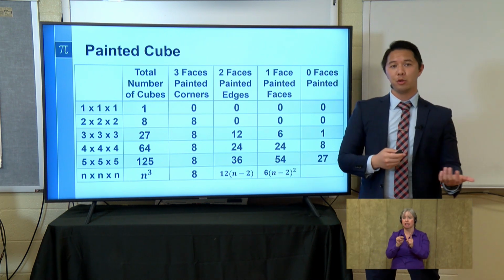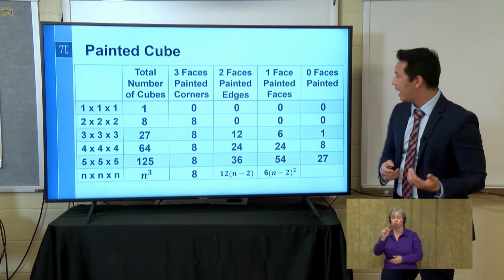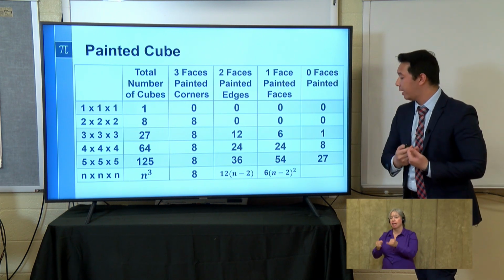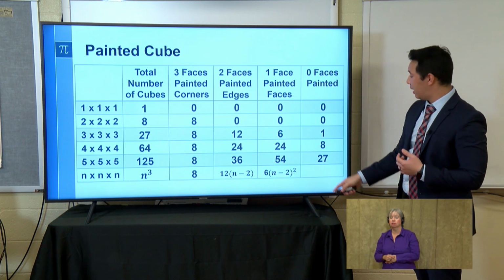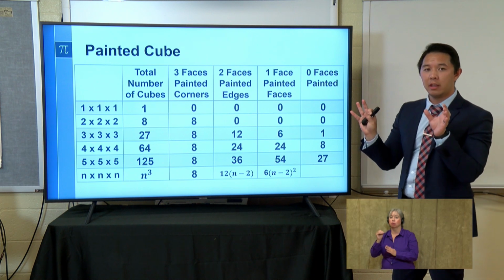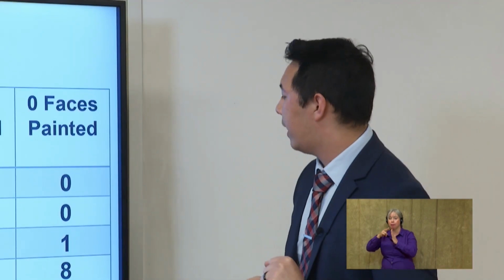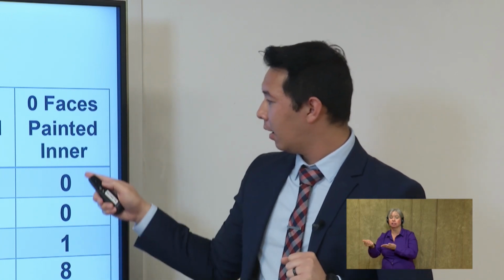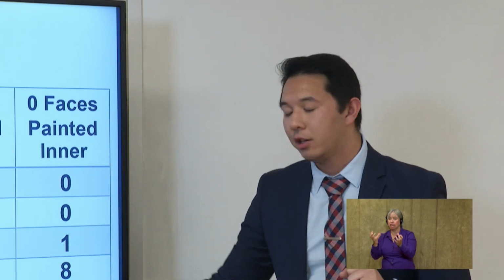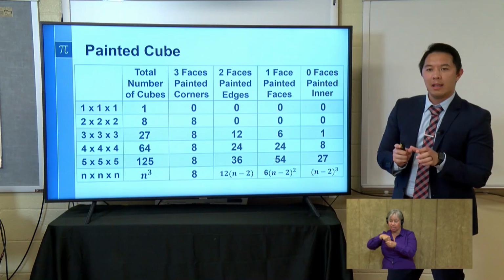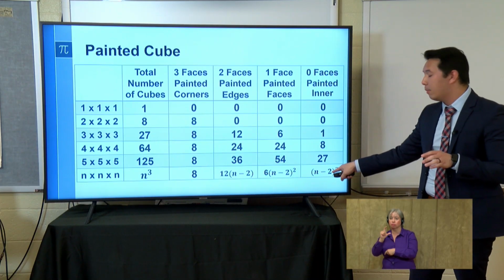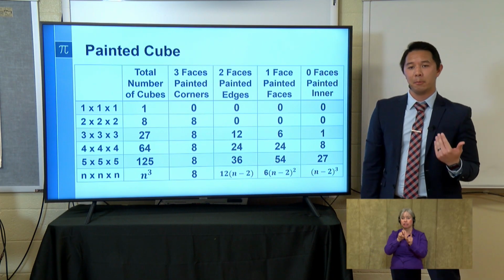And then lastly, when I'm looking at 0 faces painted, here when I remove all of the cubes that have paint on them, and I'm looking at the very inner part of that cube, we're looking at a situation where that inner cube is modeled by this expression n minus 2 to the 3rd power.